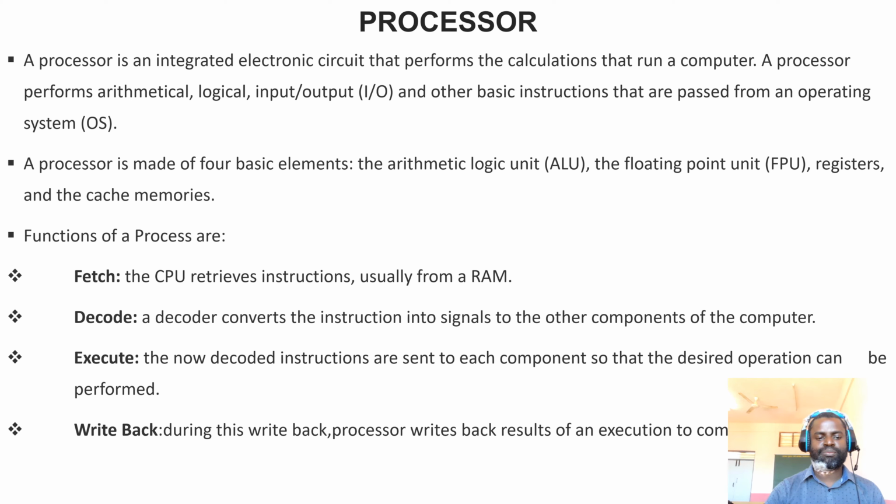So in the first case, fetch. Here basically it will access the instructions from RAM. After getting the instructions, the decoder converts the instructions into machine readable form. In the third case, it will generate the output depending upon the instructions provided to the computer. In the last case, write back. Using write back, it will take the results and write the results into the computer.